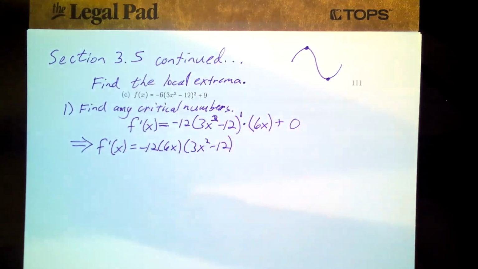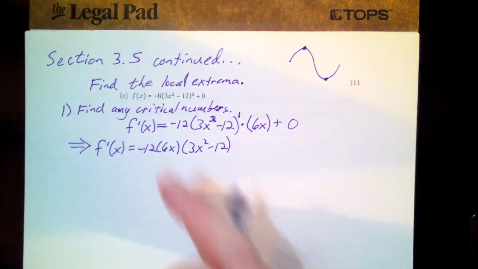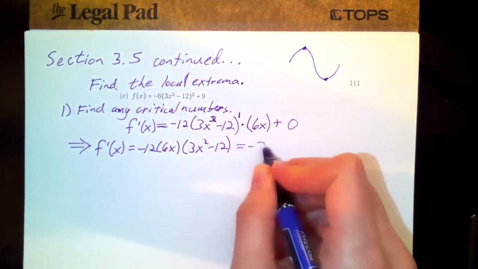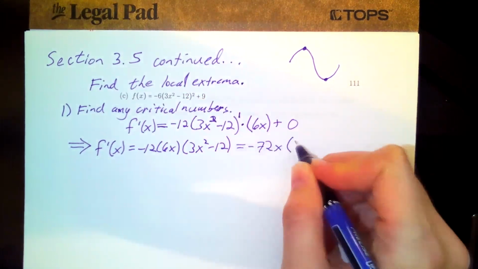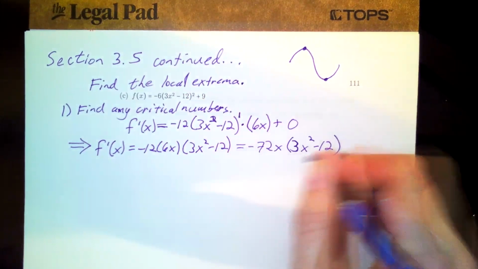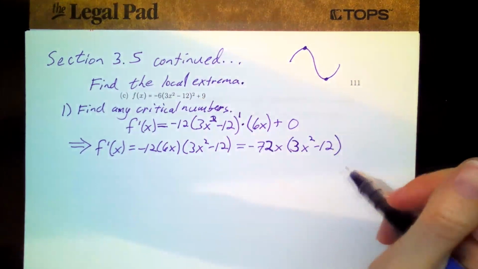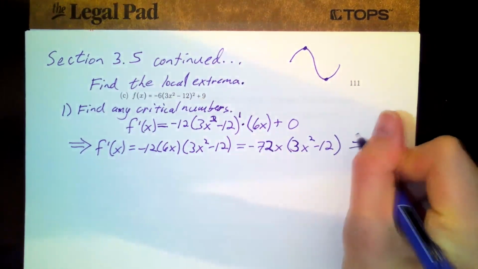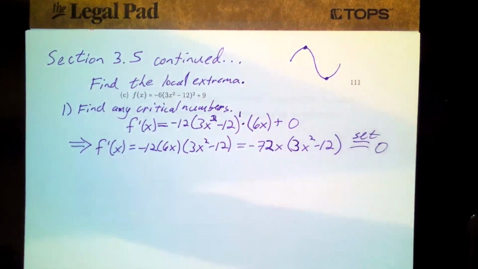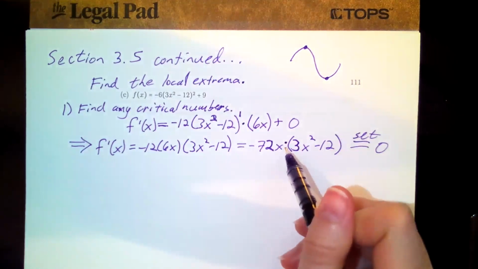Negative 12 times 6, let's multiply that together. So 12 times 6 is 72. So this becomes negative 72x times 3x squared minus 12. This is my derivative function, and it's a little cleaned up from where we had started. Now, since I'm supposed to be setting this equal to 0 so I can solve for critical numbers, I'm going to leave this in its factored form. This is already kind of pre-factored.